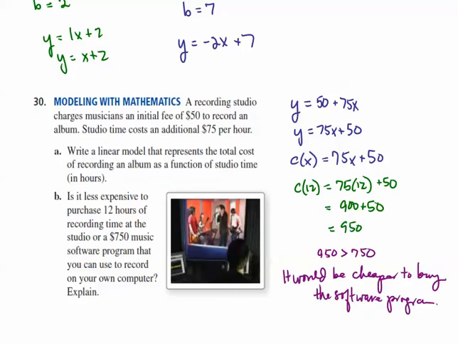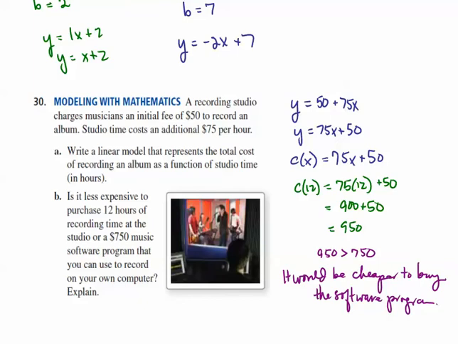Now, does that make it the best option? That is something that money can't answer. Are you going to get a better quality at the studio? You're going to have other people help you. You have to learn how to use the software, all of those things. But it is cheaper to buy the software program. Is it better? That is not determined by the math. All right, we'll go on to more.